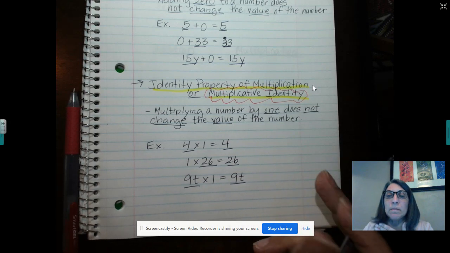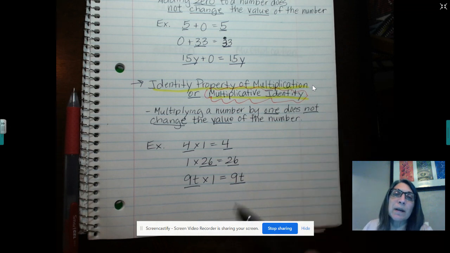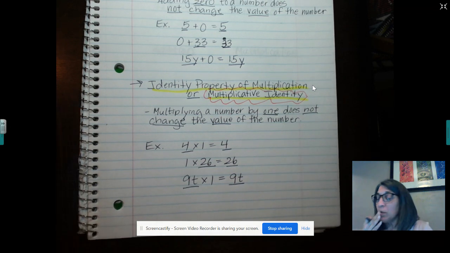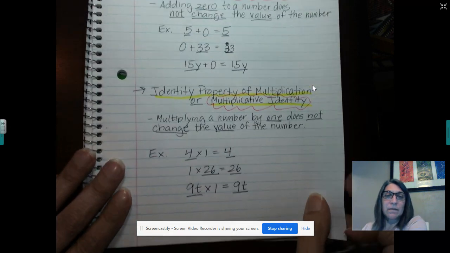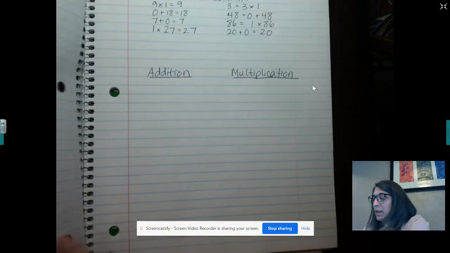Okay, so identity, me, myself, 0 and 1 are included in that. You do not change the identity of a number if you add a 0 or if you multiply it by 1. So the practice for this one is, so again, pause if you need to write any of this stuff down. Once you have all this down, move on to the next page.